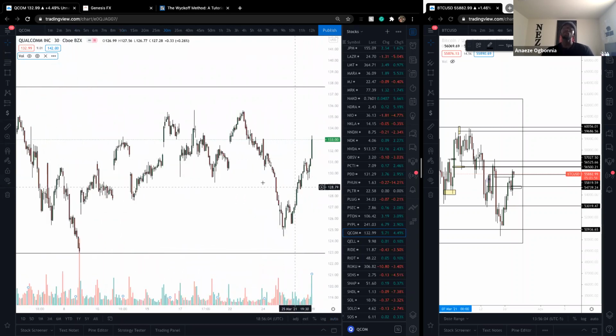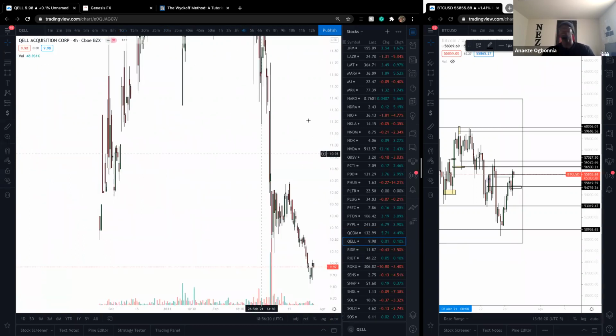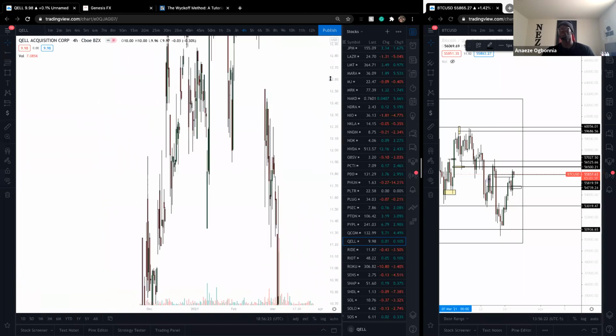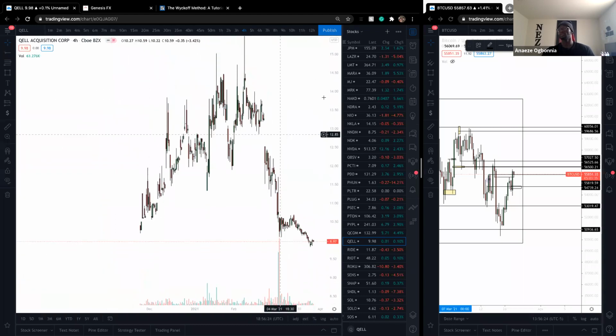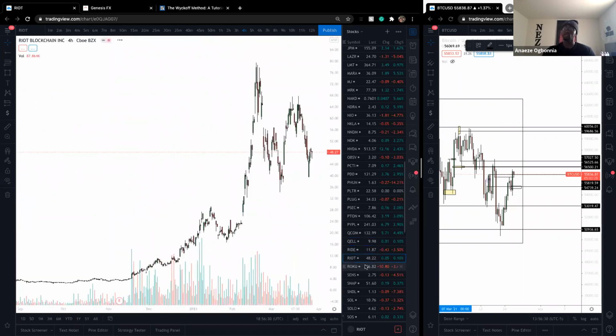Nothing too significant, but I would say this is significant structure, which price did not hold just yet, but we're gonna see. QELL. We are currently bearish, right is bearish, right is bullish until shown differently.